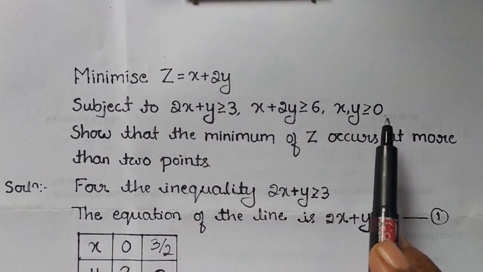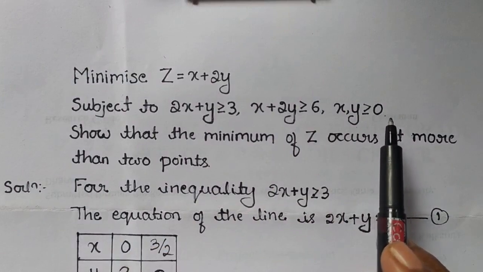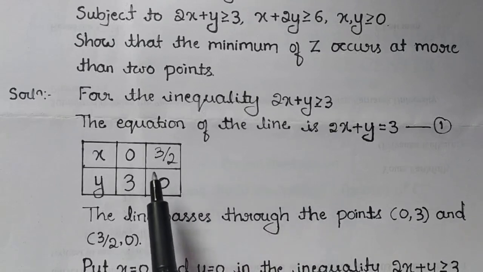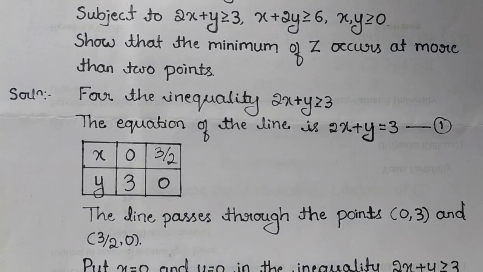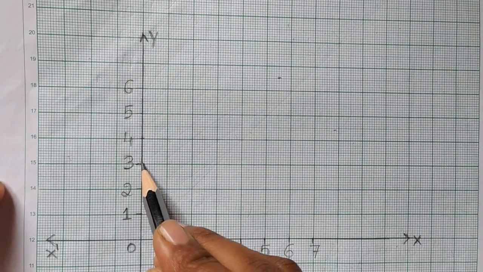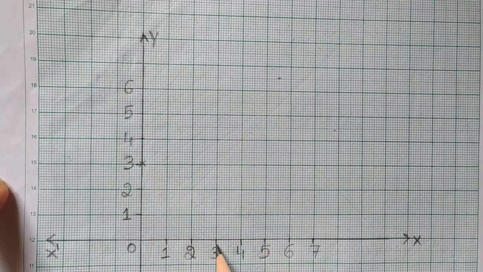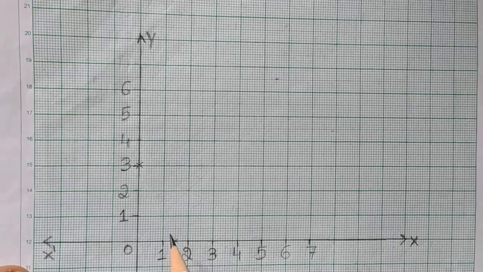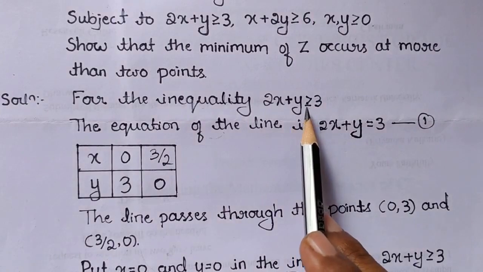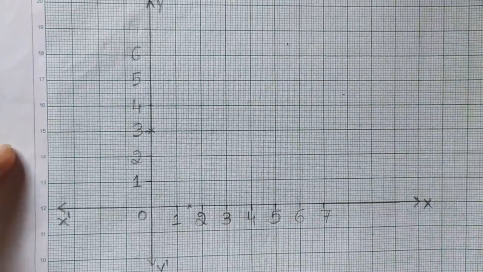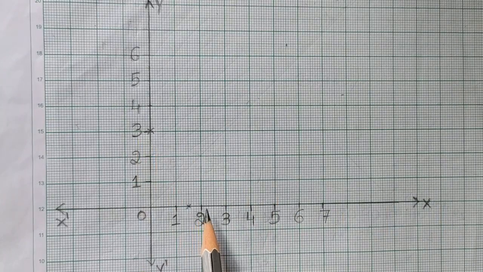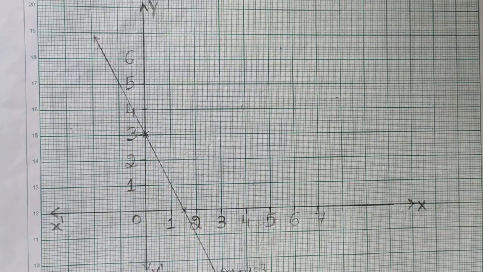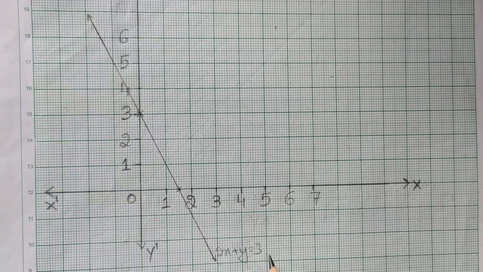Now let us draw the graph of these inequalities. The points on the first line are (0, 3) and (3/2, 0). I'll mark these points in the graph. x is 0, y is 3 is here, and (3/2, 0), 3/2 means 1.5, 0. Also, the inequality contains equality signs, so I draw a solid line passing through these points. I have drawn the line and written the equation of the line.